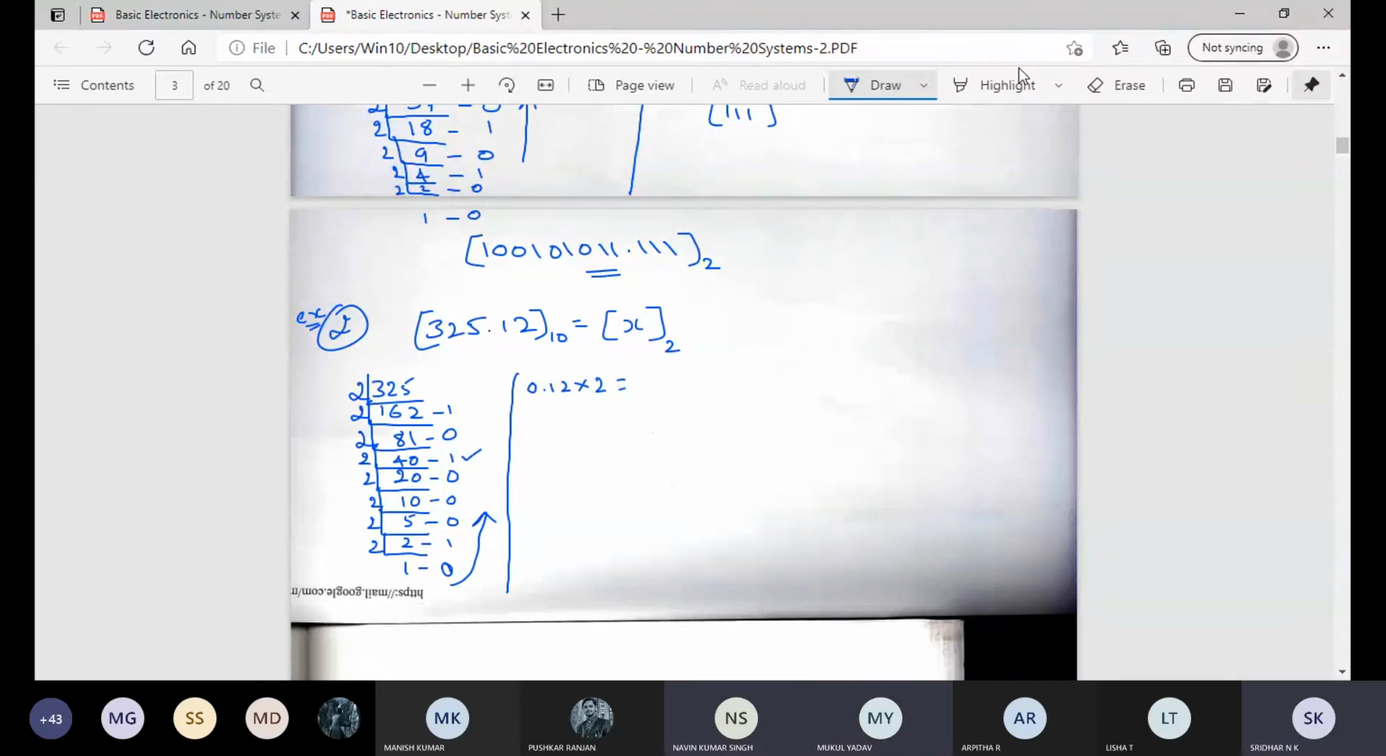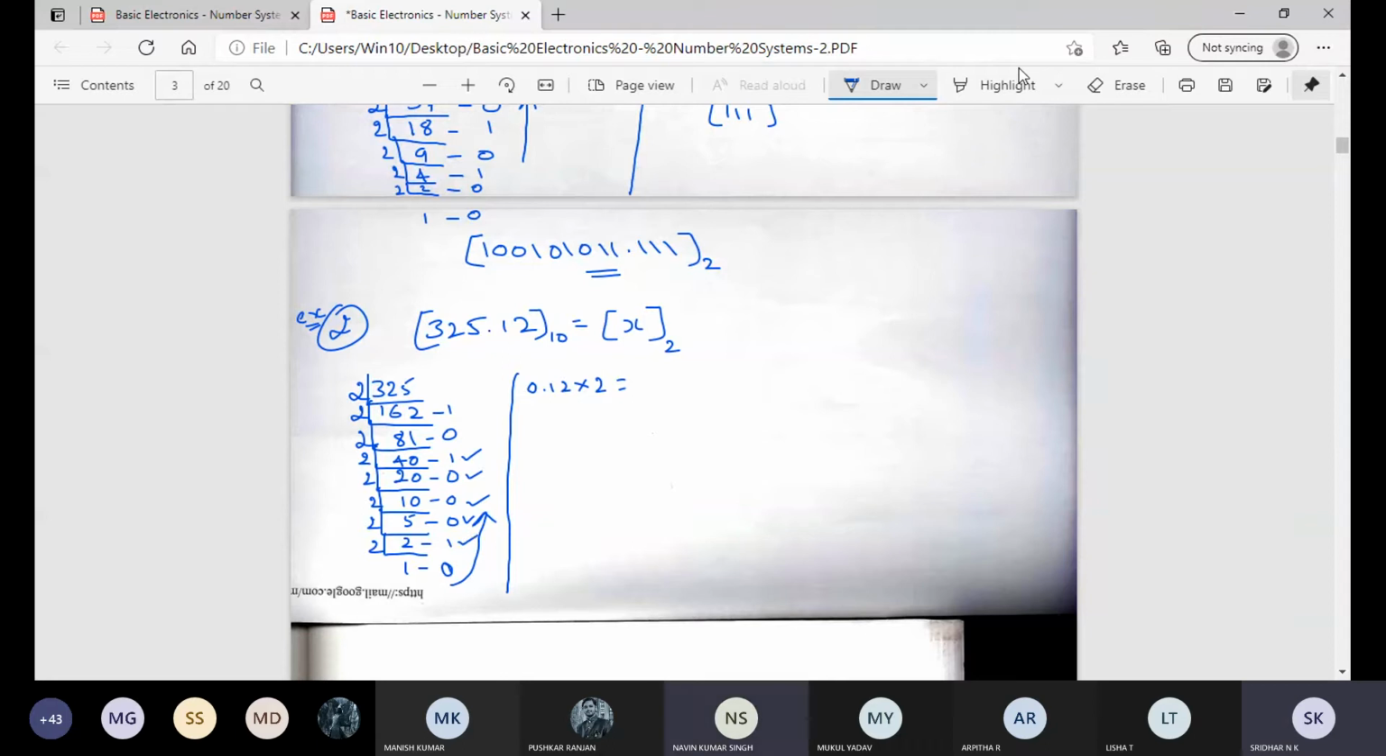Correct? Yes, sir. Again, 40 goes 20 times, and the remainder is 0. Yes, sir. Again, 20 goes 10 times, and the remainder is 0. Yes, sir. And 10 goes 5 times, and the remainder is 0. Yes, sir. And 5 goes 2 times, and the remainder is 1.